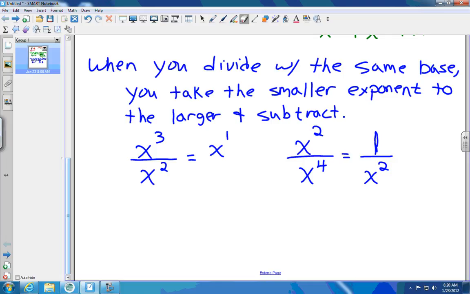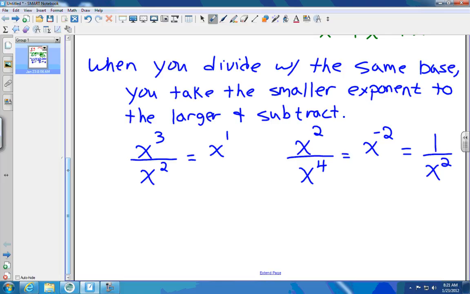Now, don't write this. Hold on. If you hadn't taken the smaller to the bigger, if you'd have just brought the 4 up to the 2, for instance, you would have had x to the what on top? You would have done 2 minus 4, which would have given you x to the negative 2. And what would you have to do with that? Move it down to the bottom to make it positive, and you would have 1 over x squared. So either way, you'd end up with the same answer, just that you have to add a step if you end up with a negative there.